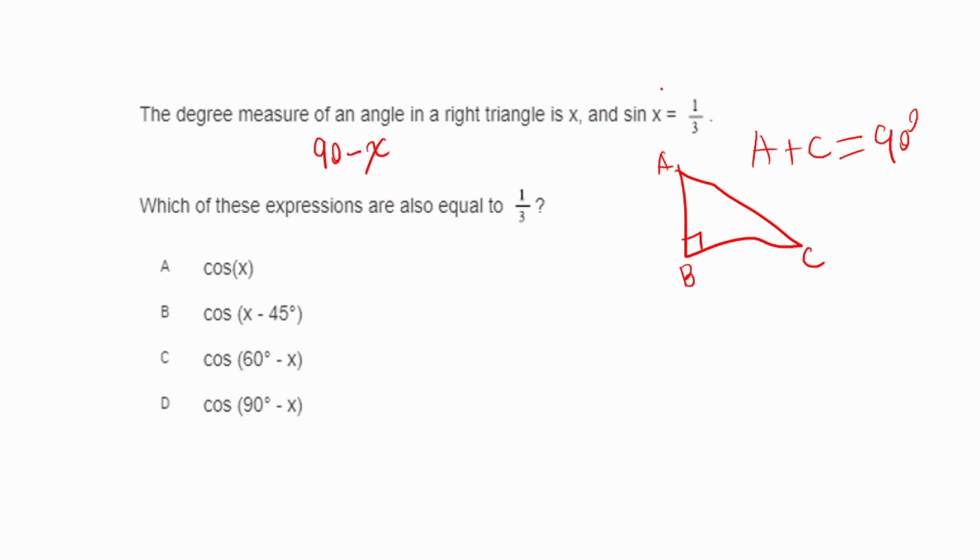And then finally, if we say the sine of x is 1/3, we want to know which of these is also 1/3. So we could come on down to cosine of the angle, which is going to be D, 90 minus x. And it's that simple. They're trying to trick us here, though. They're trying to see if we know what complementary means, which 90 minus the angle measure, that means it's complementary. And then we want to know which trig ratio, so it's going to be cosine.